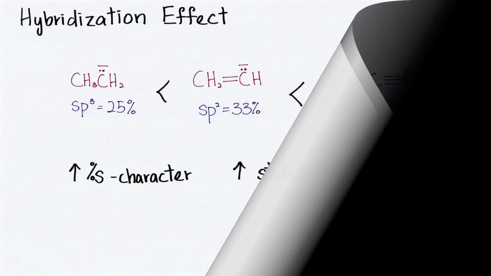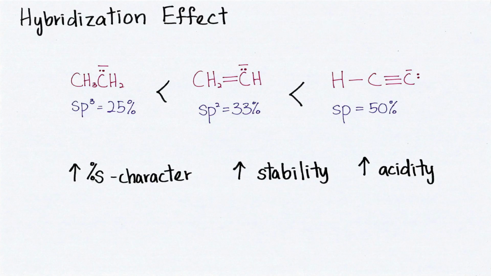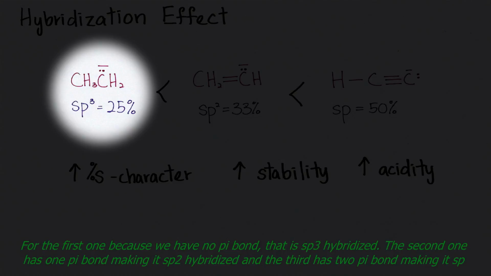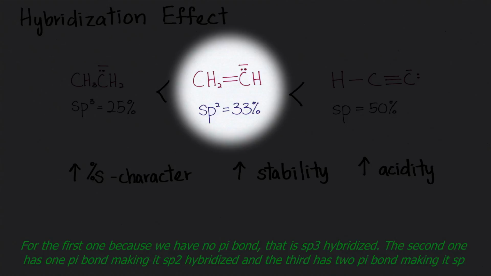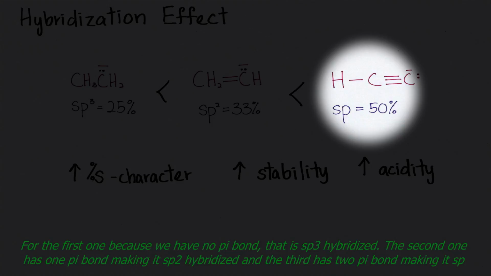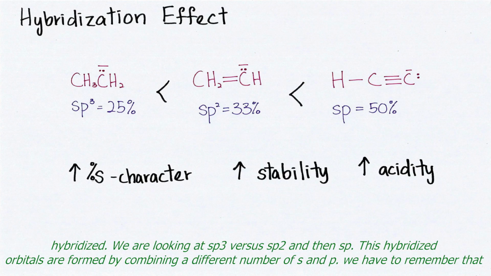Okay guys, hold on with me for one more second because we will go to the final effect, which is the hybridization effect. Now, if we look at the mind map, for the first one, because we have no pi bond, that is sp3 hybridized. The second one has one pi bond, making it sp2 hybridized, and the third has two pi bonds, making it sp hybridized. We are looking at sp3 versus sp2 and then sp.